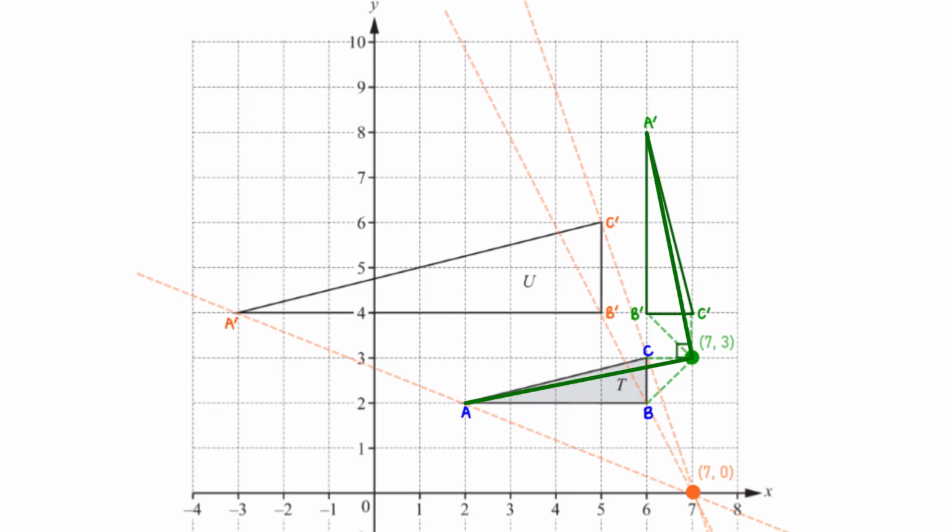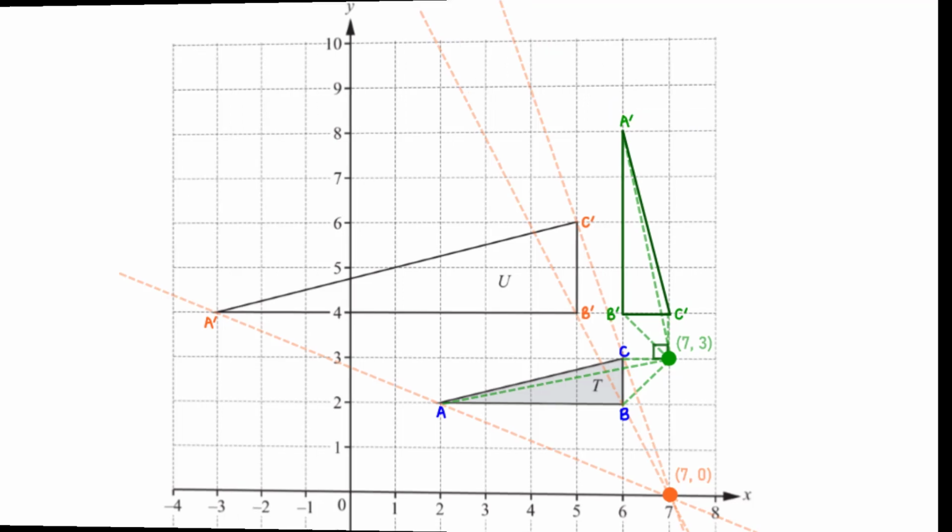After repeating the same process for all the vertices on triangle T, we are now able to map out the rotated image of triangle T.